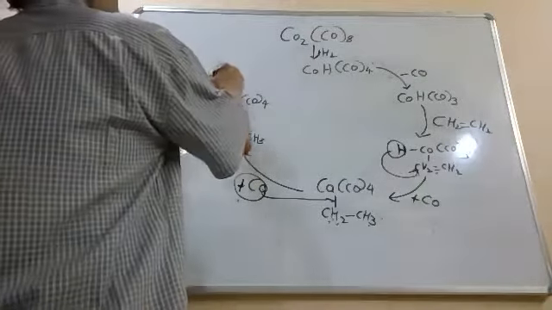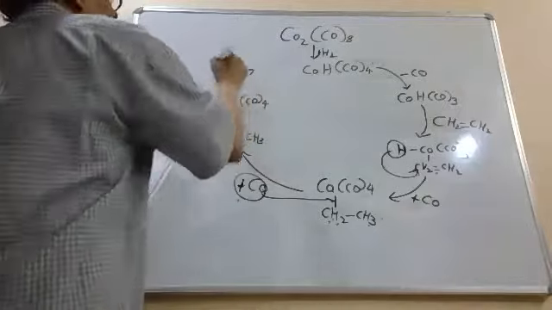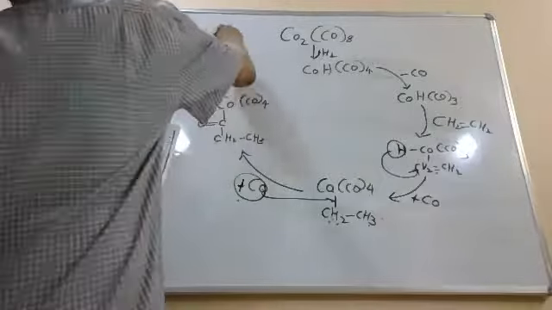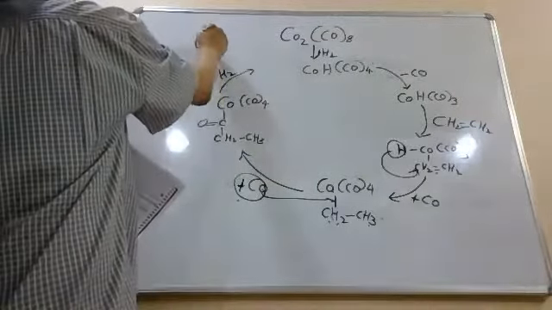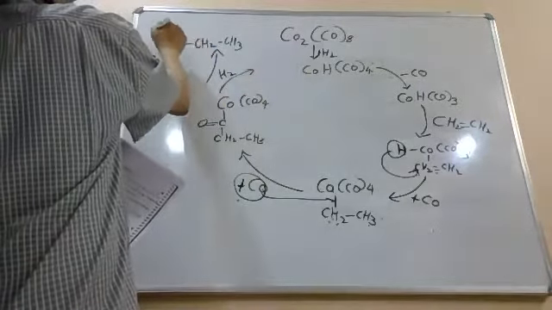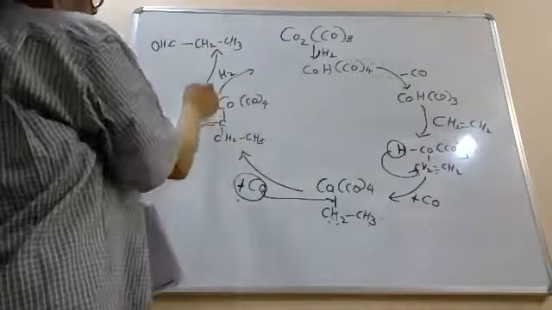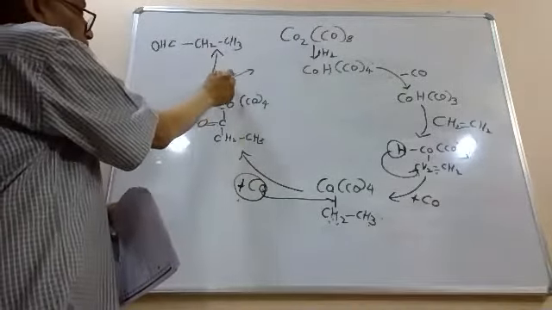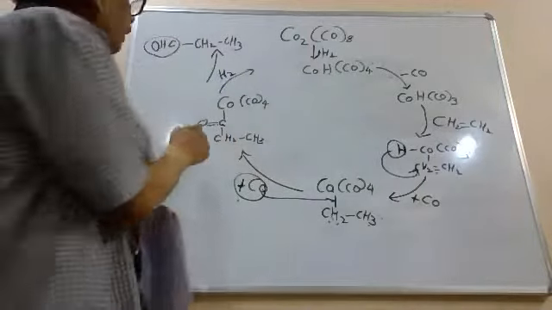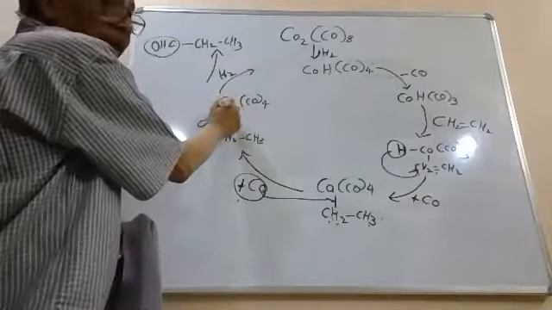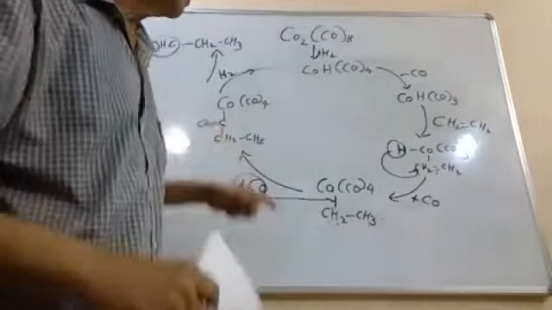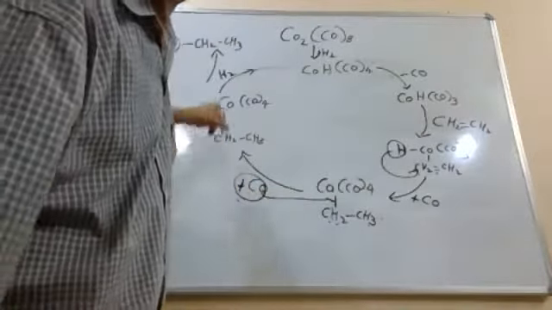Now, this fragment now, in the presence of hydrogen, gives you CH3CH2CHO. So what's happening is one of the hydrogens of the dihydrogen molecule attaches to the carbonyl group here, making the aldehyde, and the next hydrogen molecule attaches to this cobalt, producing the original complex here. So this is the entire catalytic cycle.